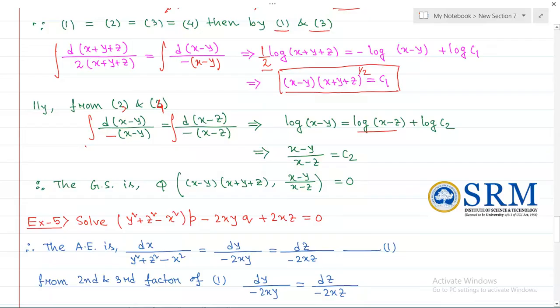So what is the general solution? X minus y into x plus y plus z whole to the power half, and x minus y by x minus z, this equals 0. So this is the solution.